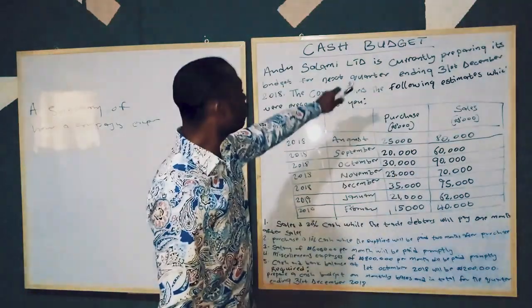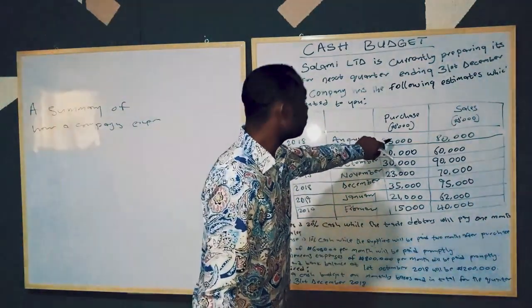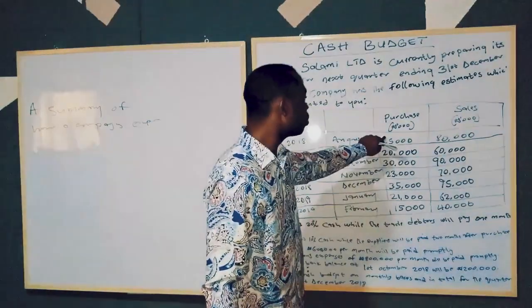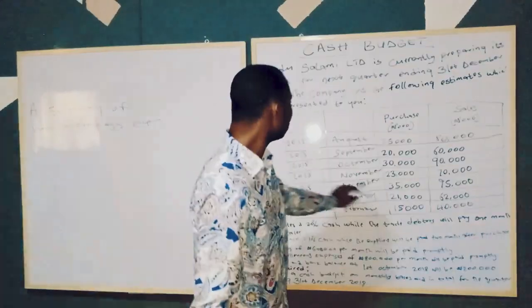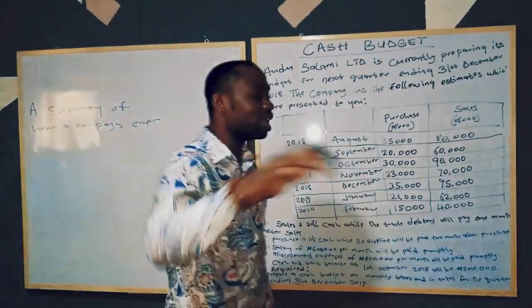That is, if they purchase goods in August, they pay the 10% of this 25,000 in that August. Then the remaining 90% of that 25,000 will be paid 2 months after, so that will be in October. And this one too will be in November. So that is how it goes.